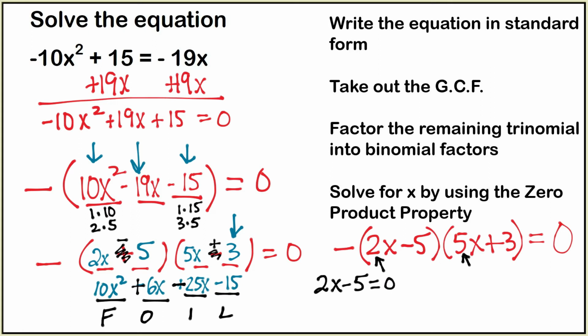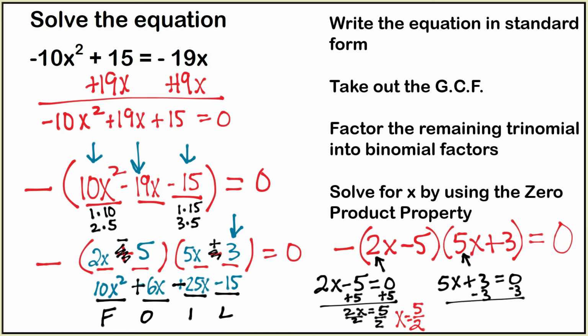And I asked myself, what value of x will make 5x plus 3 equal 0? Now I add 5 to both sides on my first equation, and I will get 2x equals 5. And then I divide both sides by 2, and my final answer is x equals 5 over 2. On my second equation, I subtract 3 from each side, and I have 5x equals negative 3.